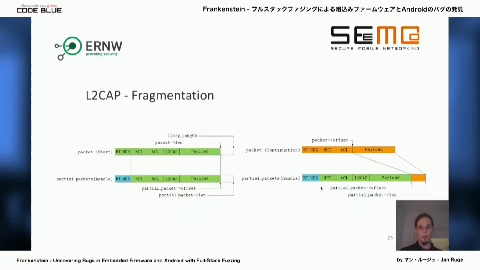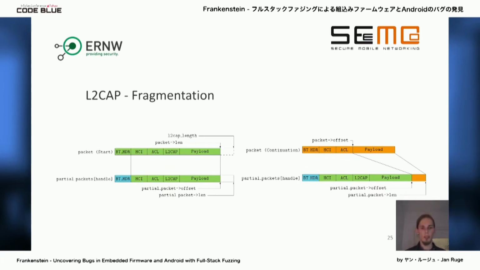So the code that is called here is used for packet fragmentation or reassembly of those packets. And this is a quite straightforward process. If you receive a packet, or if you want to send a packet that is longer than what fits in a single packet, you have to fragment it.